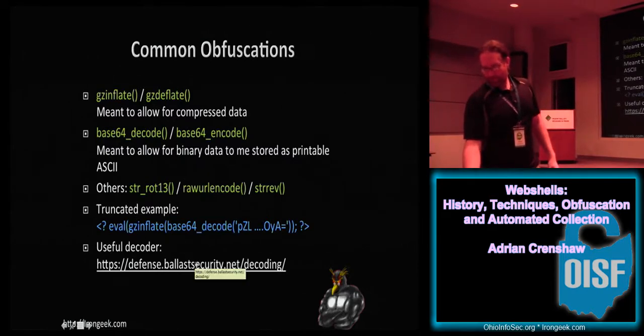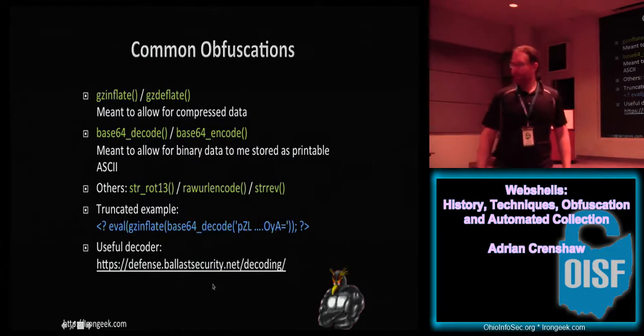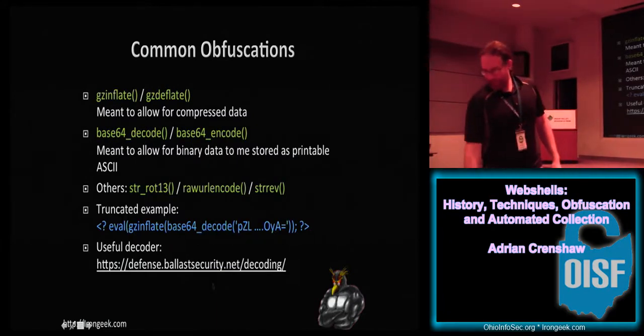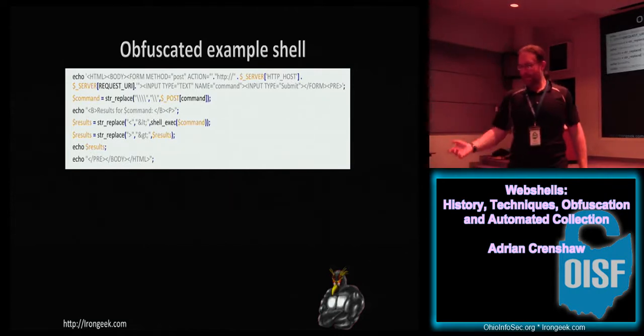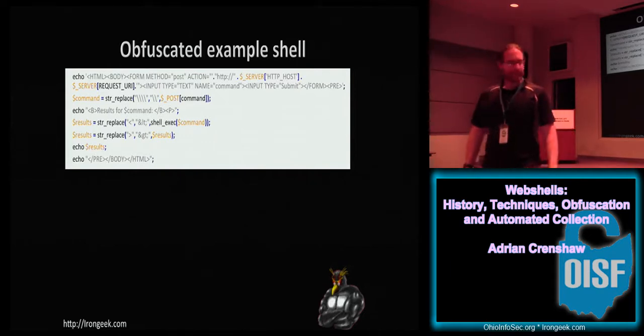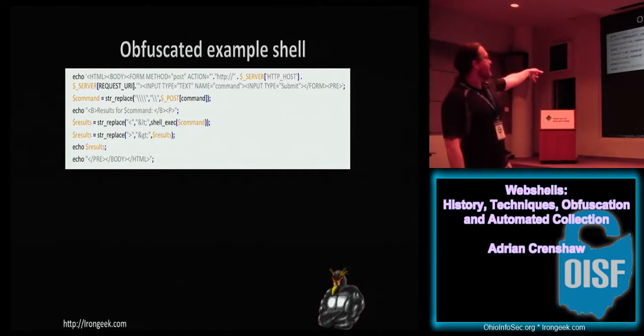And as I mentioned before, I said Ballast Security earlier. Ballast Security has a great site for decoding these kinds of obfuscations. There are some that it doesn't seem to be able to deobfuscate either. Now here's a simple example that I made myself. This is a very simple web shell. All it does is take the user input and execute it using shell_exec.